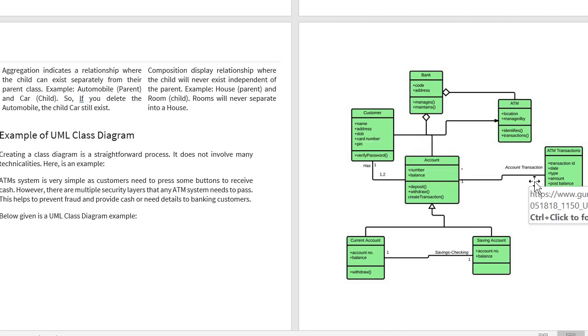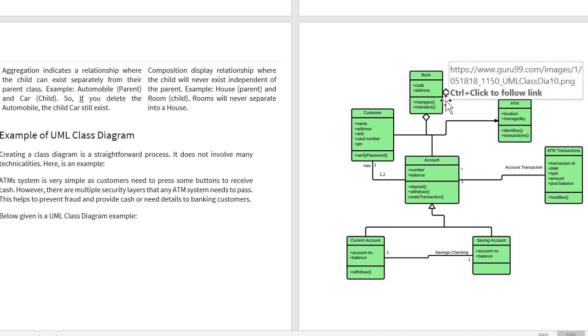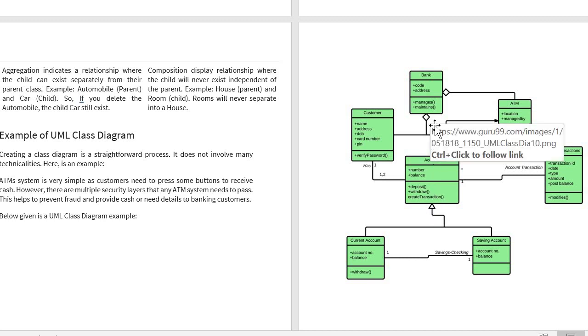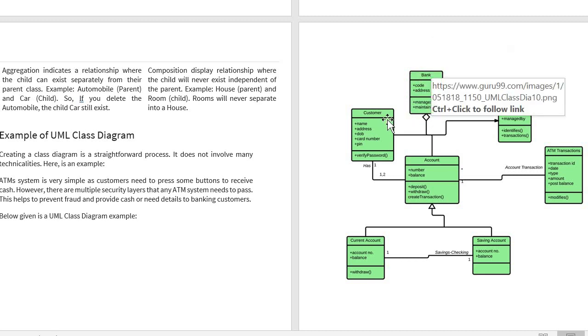If you compare the ATM transactions and account classes, I have given another name, account transactions. Next, there is again a symbol for a relationship called aggregation. These are called aggregation names. Here bank is the whole class and ATM is the part class. If you compare the customer and ATM classes, we can also use aggregation. If we compare customer and bank, the bank is the whole class and the customer is the part class. So this is how you have to draw the class diagram. Thank you.